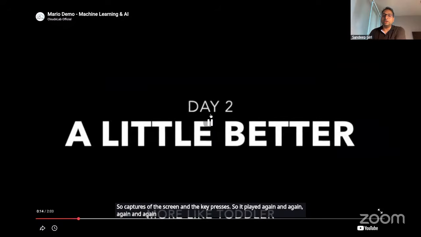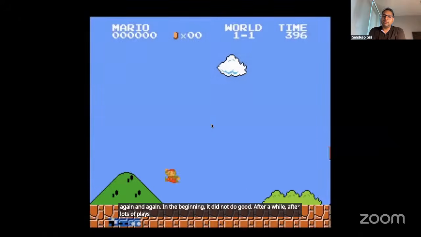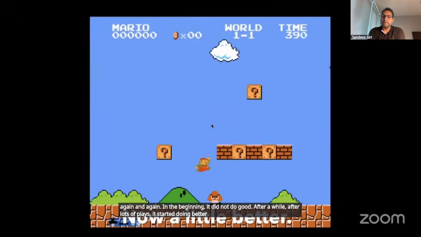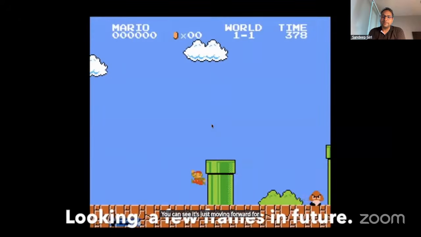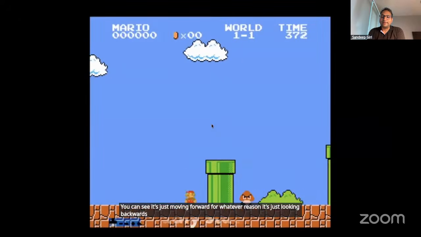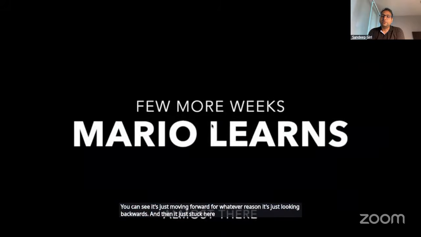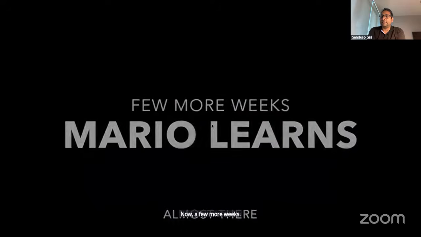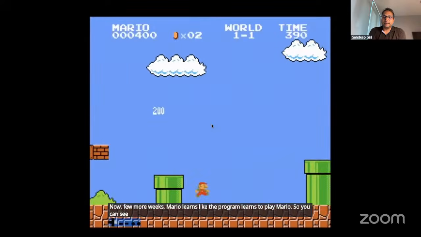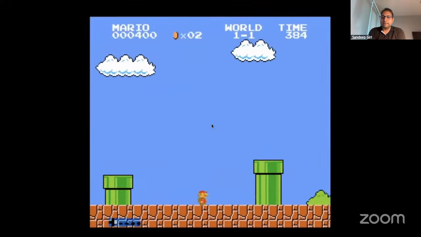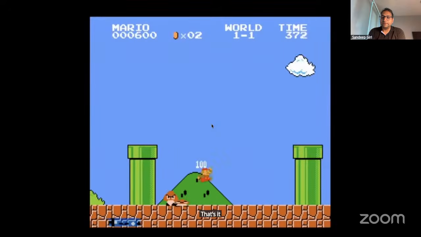In the beginning, it did not do well. After lots of plays, it started doing better. You can see it moving forward, and for whatever reason it's looking backwards, and then it is just stuck here. Now, a few more weeks, and the program learns to play Mario. You can see that it is playing really well.